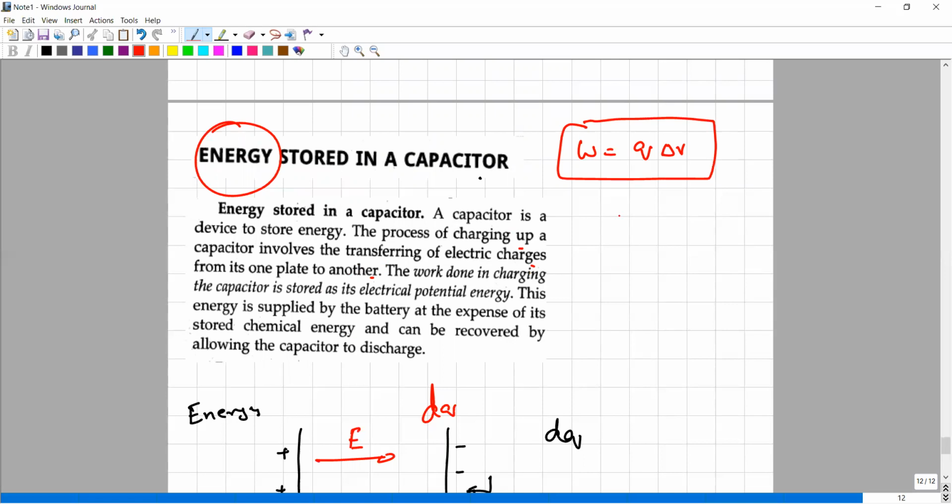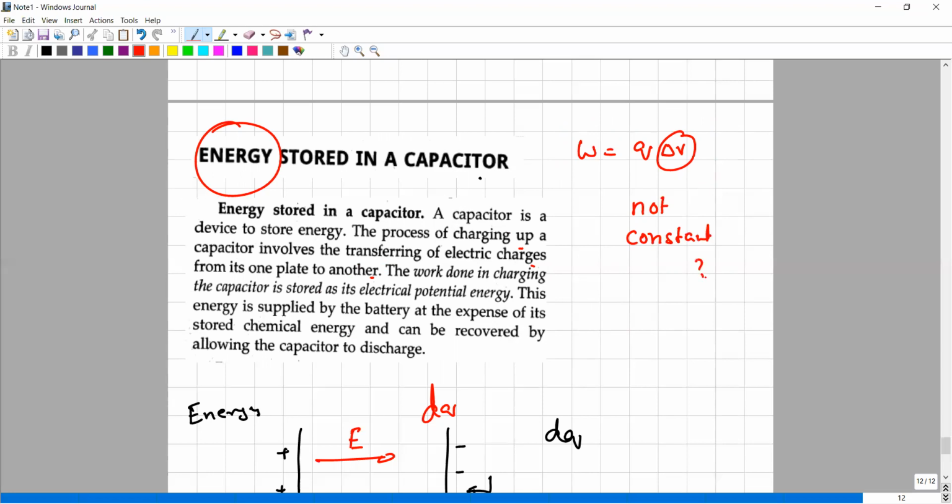You know that the work done in moving a charge across 2 points having 2 different potentials is the charge transferred times the potential difference of the 2 points. This you have done before. But here in this case, the potential difference between the two plates, that is delta V, is not constant.